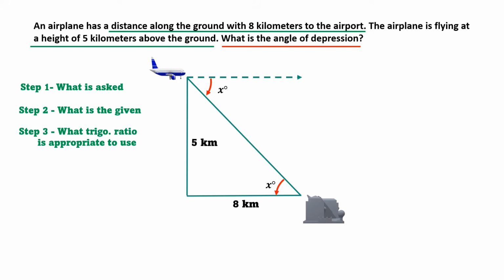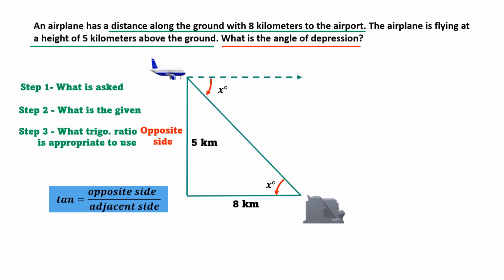Based on the figure, what trigonometric ratio is appropriate to solve the problem? The appropriate or suited trigonometric ratio for the problem is the tangent formula. Why? Based on the figure, the opposite side of the angle is the height of the airplane above the ground, which is 5 kilometers. And the adjacent side is the distance of the airplane along the ground to the airport, which has a given value of 8 kilometers. Therefore, the tangent formula, which is equal to the opposite side over the adjacent side, is appropriate to solve the problem.